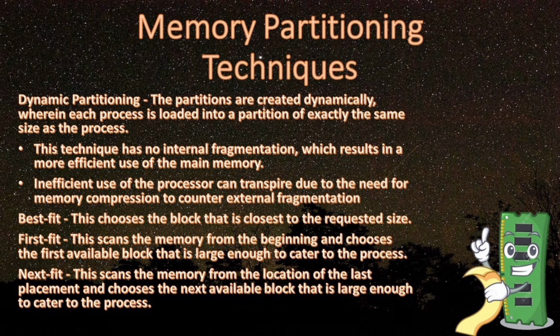Best fit. This chooses the block that is closest to the requested size. First fit. This scans the memory from the beginning and chooses the first available block that is large enough to cater to the process. Next fit. This scans the memory from the location of the last placement and chooses the next available block that is large enough to cater to the process.